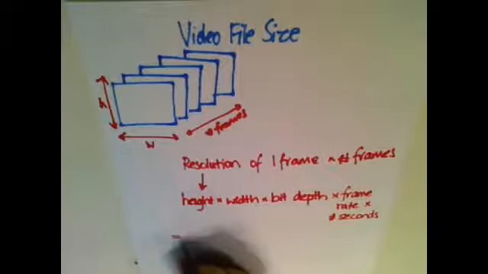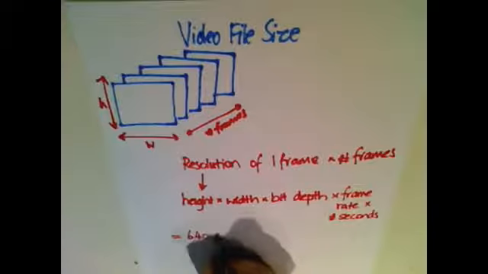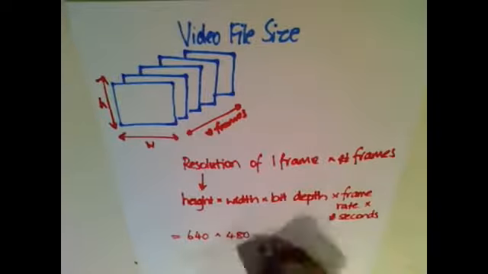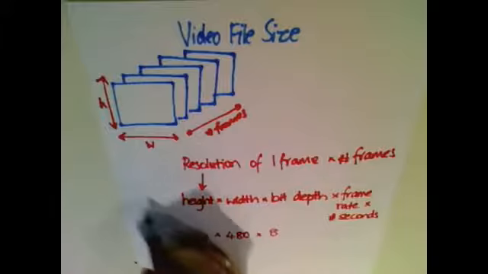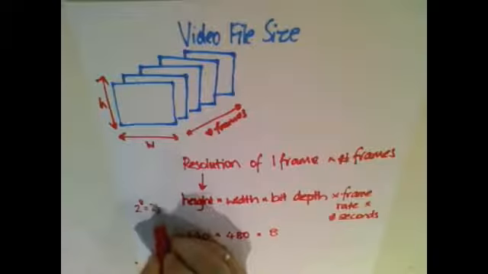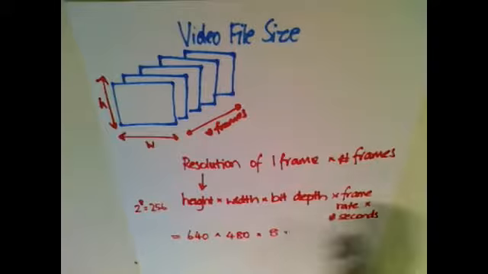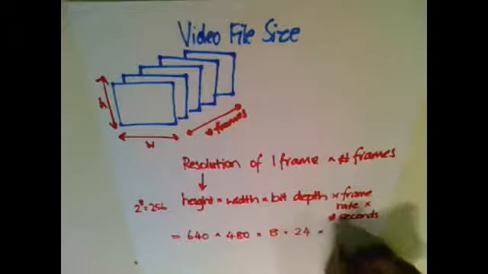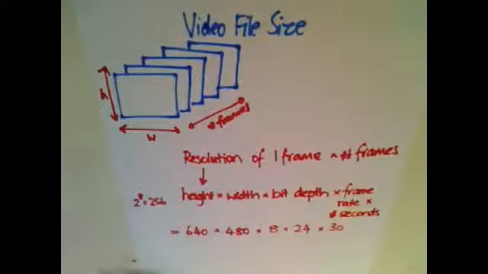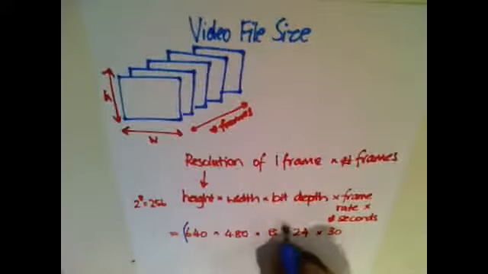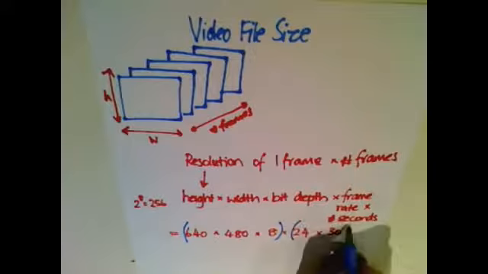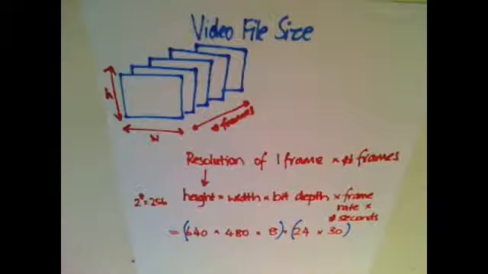So, for example, if you have, say, 640 by 480 resolution times, if we say 256 colors, then that's a bit depth of 8, because 2 to the power of 8 equals 256. Times, if we say a 24 frame rate, times, say, 30 seconds. So that's a very short film. So we've got this part here is the resolution of one frame, and this part here is the number of frames.